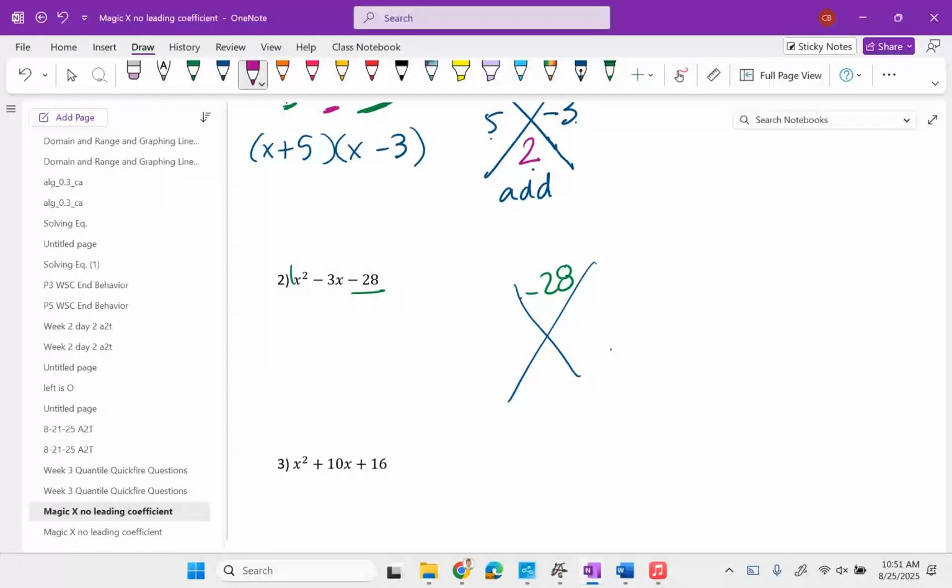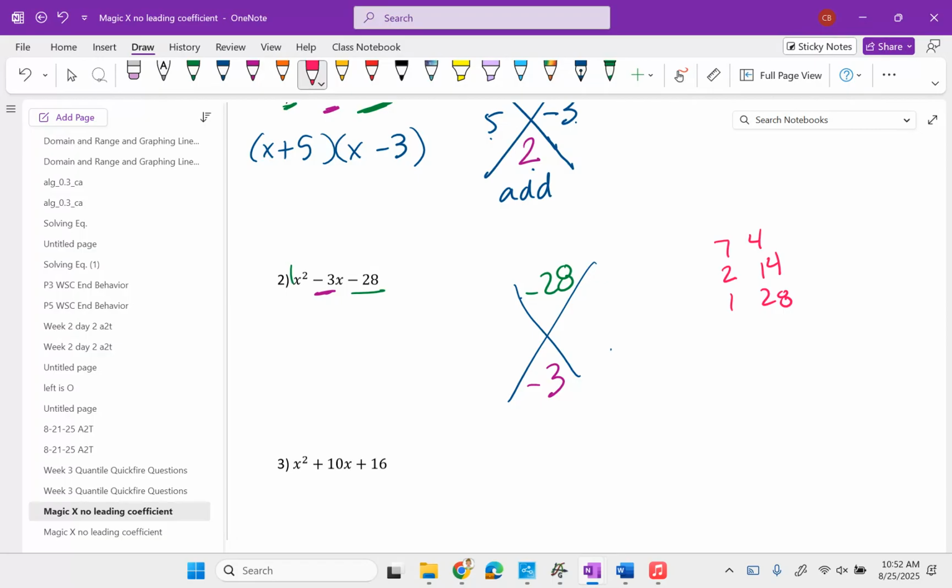In the bottom of the magic X, I take this coefficient that's in the middle, 3. Notice I'm not putting my variables in there. This is just to help me figure out the numbers. I want 2 things that multiply to negative 28 and add to negative 3. So give me some factors. What are some possibilities for 28? What times what is 28? 7 times 4. What else? 2 times 14. What else? There's another one. 1 and 28.